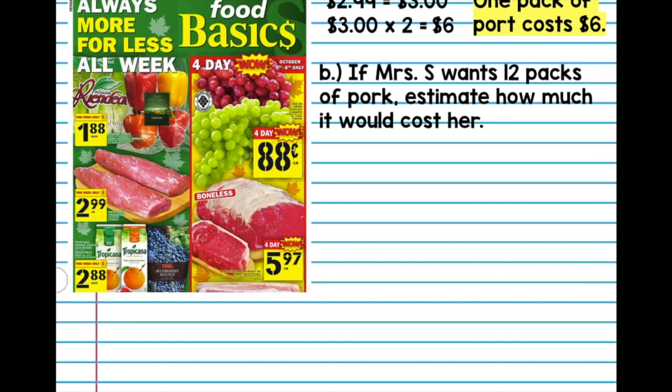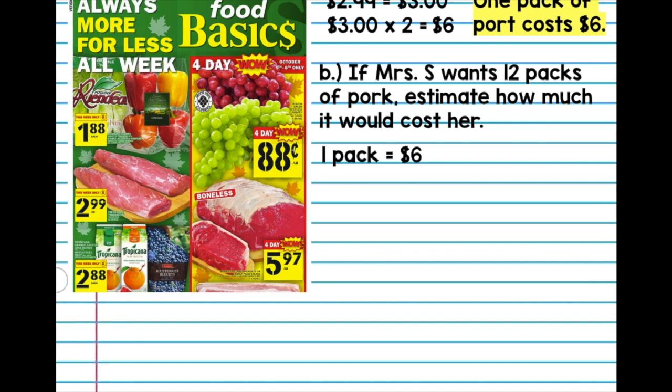So for letter B, it says if Miss S wants 12 packs of pork, estimate how much it would cost her. So we already know one pack of pork, not port, sorry, costs $6. So what am I going to do to figure that out?